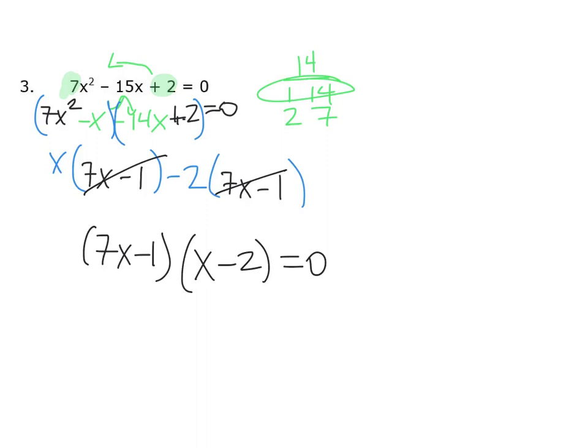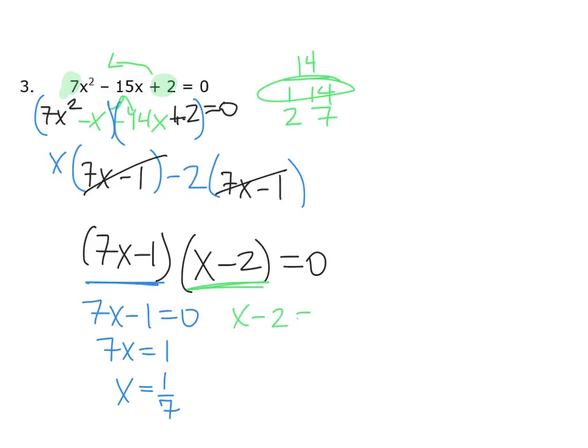Now I'm going to take this first binomial, set it equal to 0 so we can solve for the x value. Add 1 to both sides, 7x equals positive 1, which means x equals positive 1 over 7. Taking that second binomial, x minus 2, setting it equal to 0. Add 2 to both sides, we get x has a value of 2.